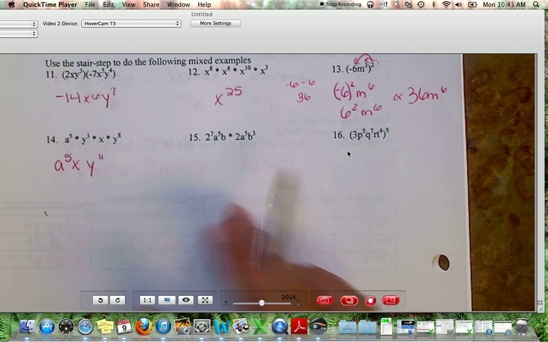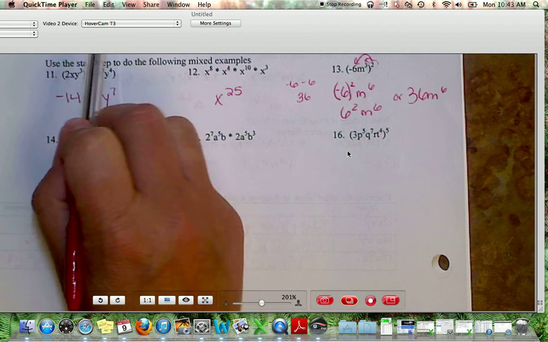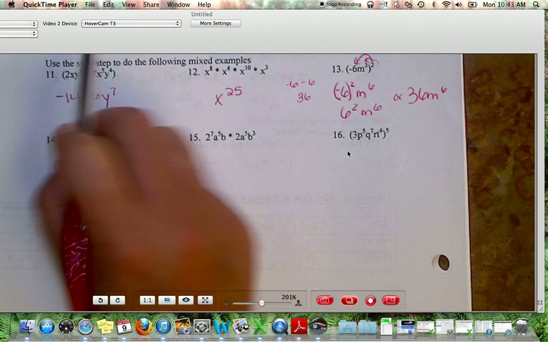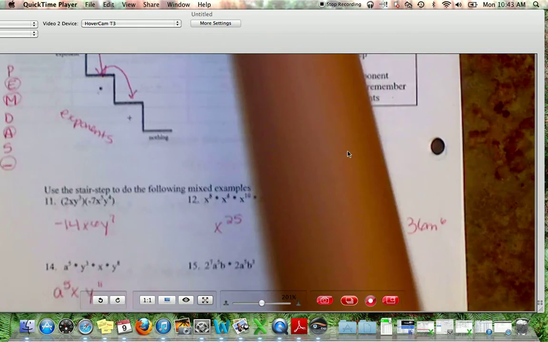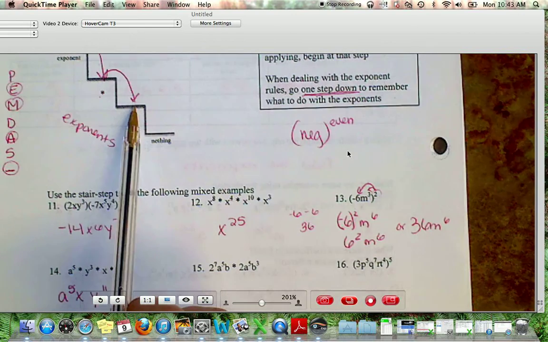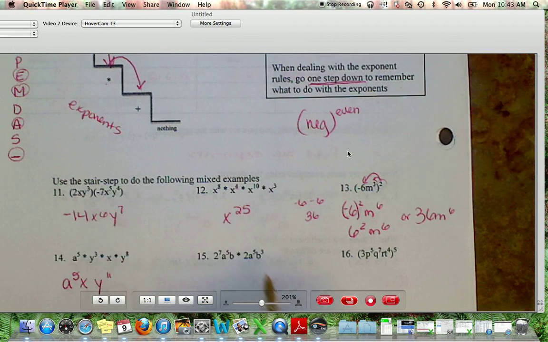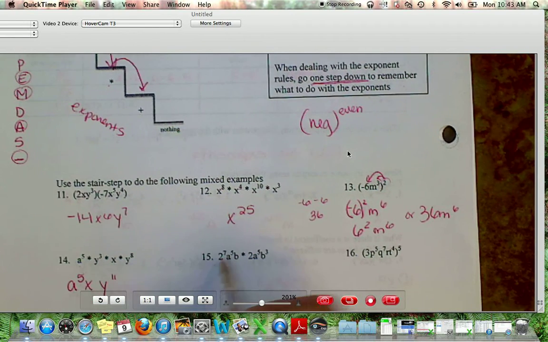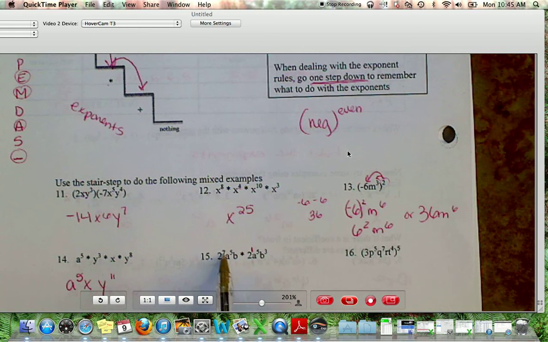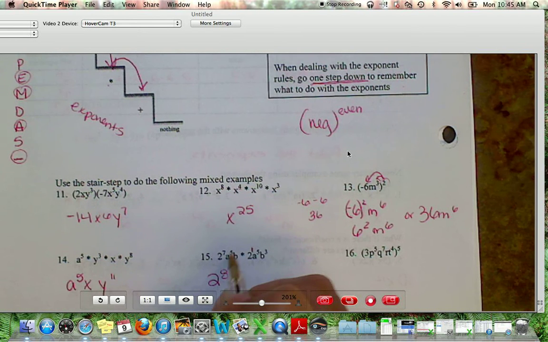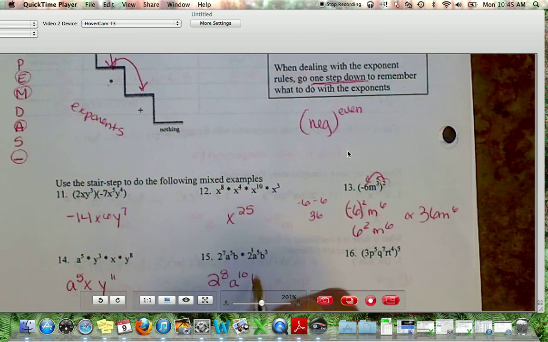This one, again, it's a multiplication problem, so we're on the multiplication step. We go down a step. Multiplication, go down a step, so we're really going to be adding. So this is 2 to the 7th and 2 to the 1st. We don't want to multiply the 2's together. We have 7 2's and we add one more 2, so it's going to be 2 to the 8th. A to the, add the exponents, and b to the 1 plus 3 is 4.